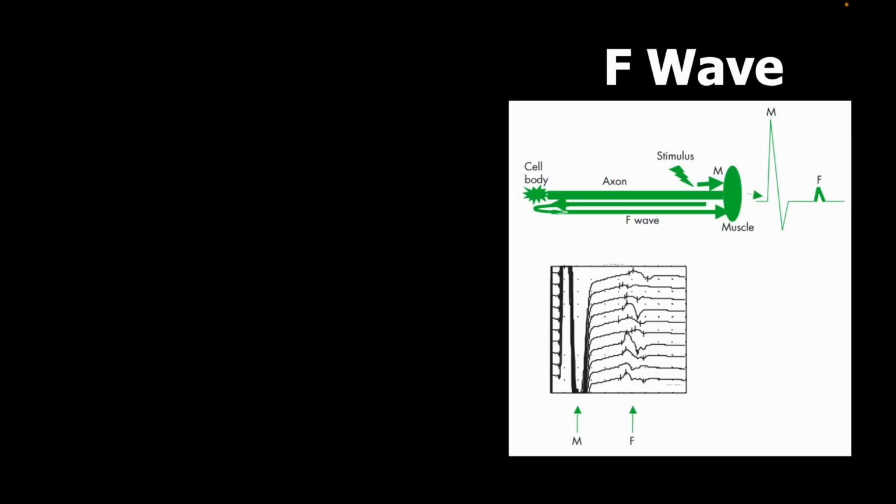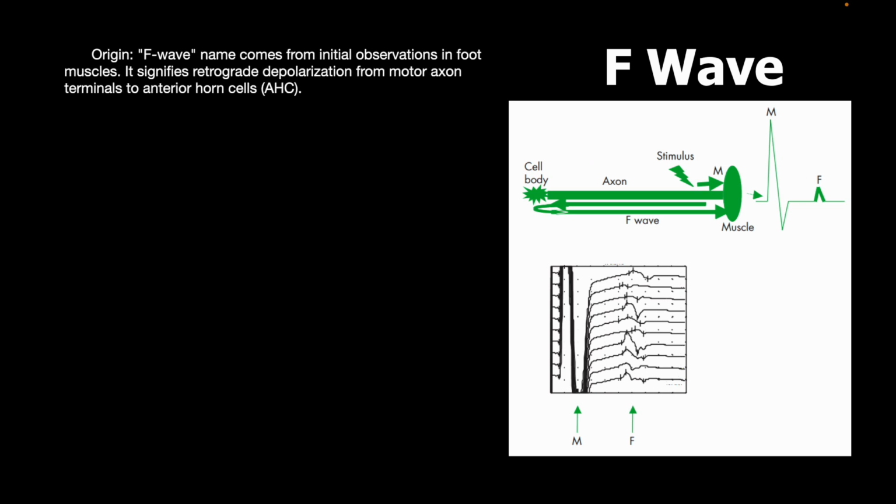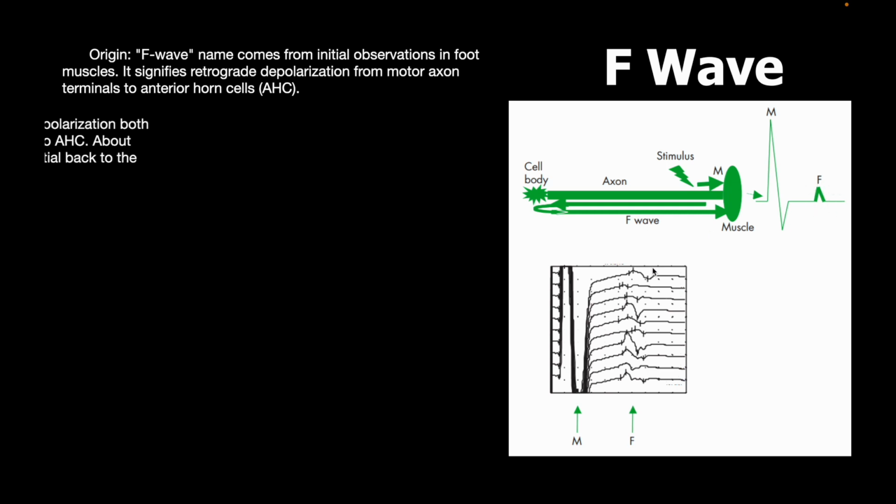The next is the F wave. F wave comes from the initial observation of the foot muscles. From this is where the F term comes. It was first seen in the foot muscles. It signifies a retrograde repolarization of the motor axon terminal to the anterior horn cell. Here the stimulus is given over here. It goes back to the anterior horn cell and the signal comes back again to the muscle. So this later gives us a peak like this.